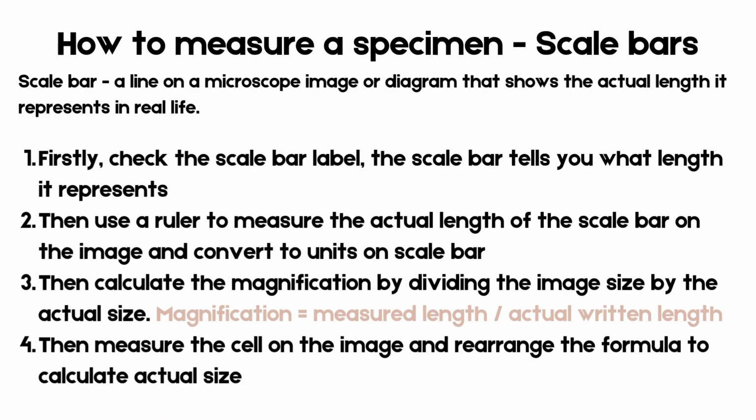Sometimes, microscope images give you a scale bar. This little line tells you the real-life length it represents. First, check what length the scale bar represents. Then use a ruler to measure the length of that scale bar on your image and convert units to the same as those on the scale bar, usually micrometers. Next, calculate the magnification using the IAM triangle, where magnification equals image size divided by actual size. Finally, measure the component in the image and rearrange the formula to calculate actual size.